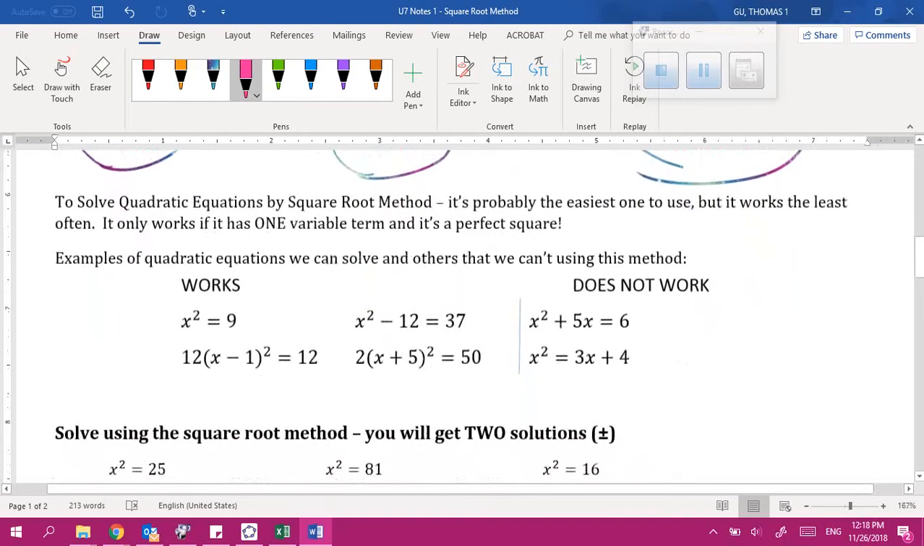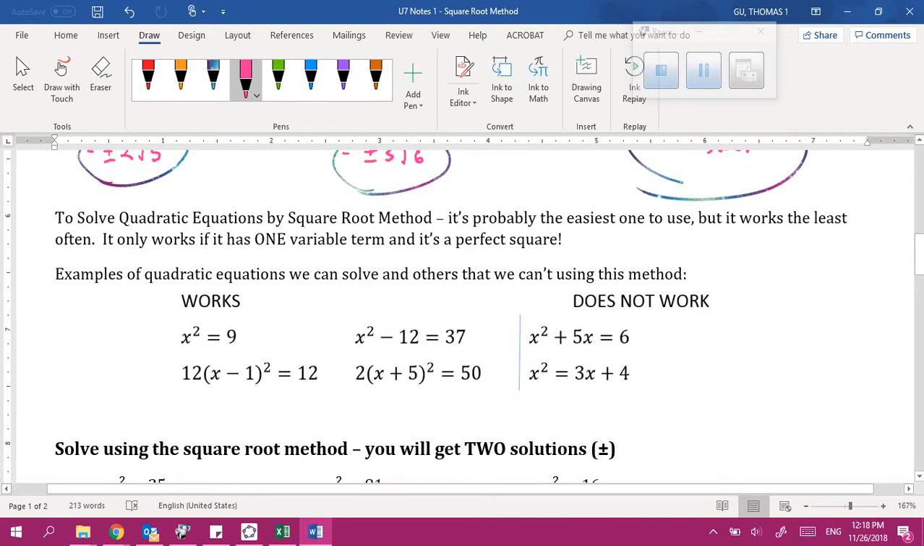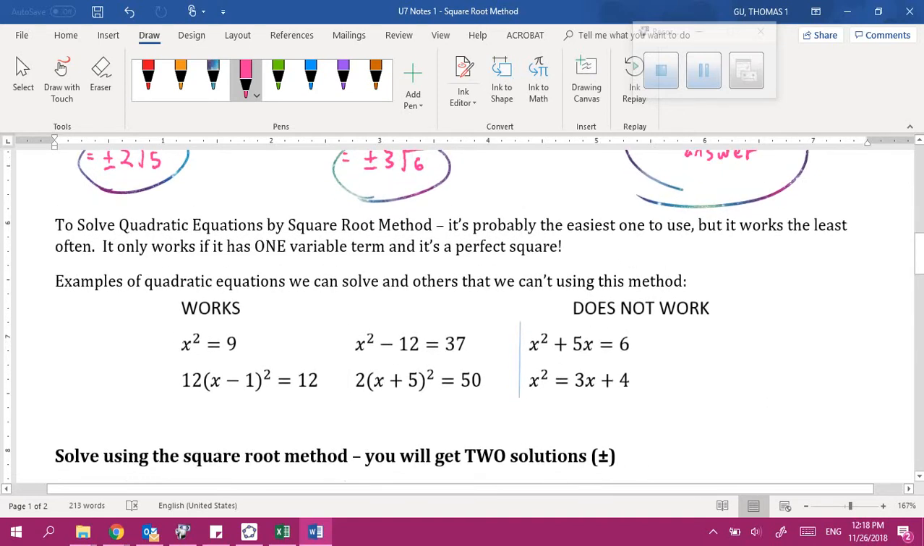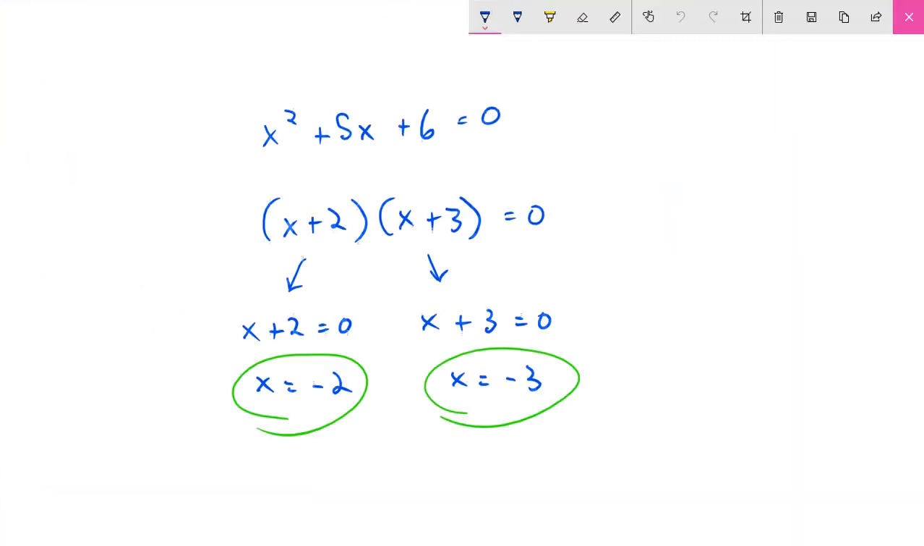Okay. All right, so really quickly, the whole point of these notes is to show you how to solve using the square root method. So let me give you a little flashback. Last unit we did things like this, right? We had a quadratic equation, x squared plus 5x plus 6 equals 0. You could find the two factors using the x box, and get x plus 2 times x plus 3 equals 0. And then you could solve for x by writing two equations. You get x equals negative 2, x equals negative 3.